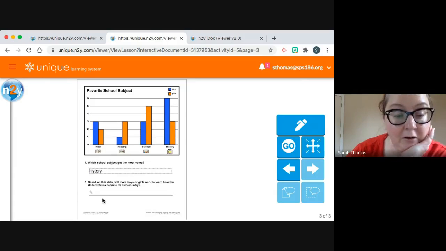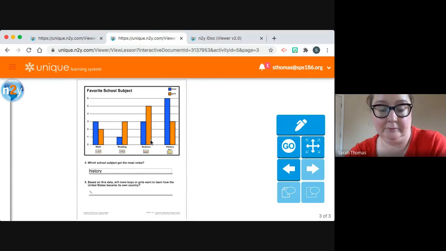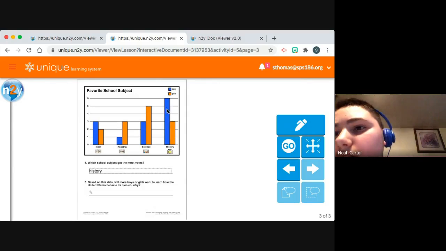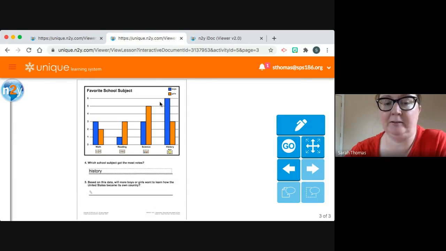Based on this data, will more boys or girls want to learn how the United States became its own country? We look at here. Do more boys or girls like history? Here's history. So which graph is the tallest?